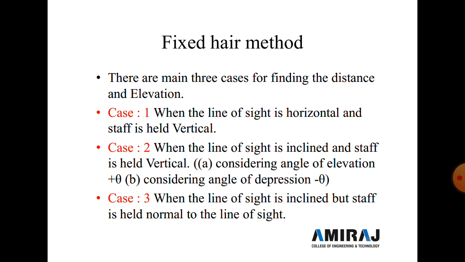Now case number 3: when the line of sight is inclined but the staff is held normal to the line of sight. Here, normal to the line of sight means the line of sight and the staff are at 90 degrees to each other. So that is case number 3.